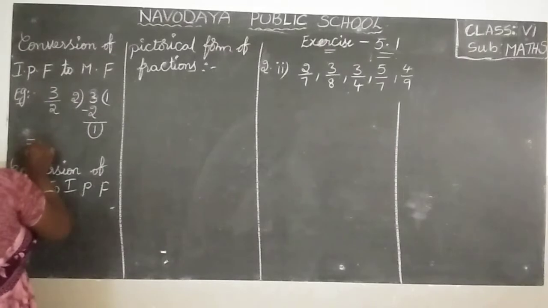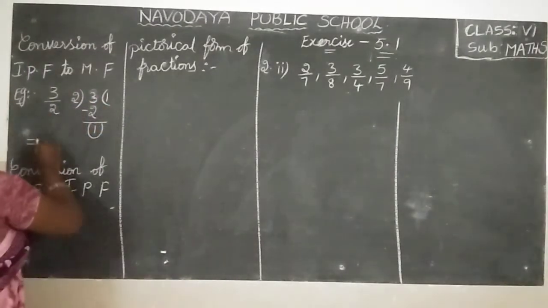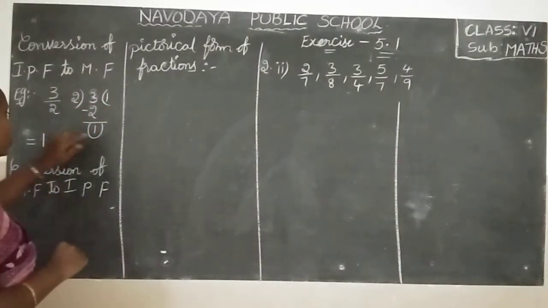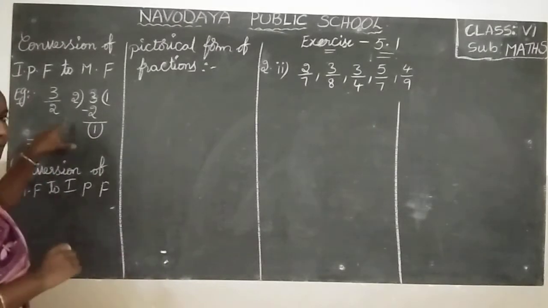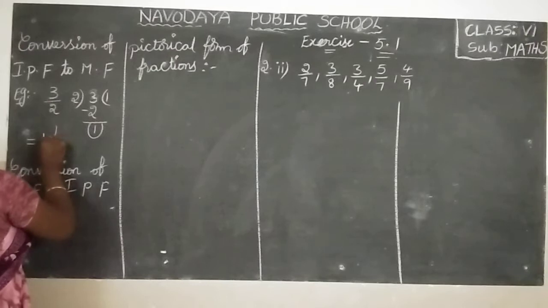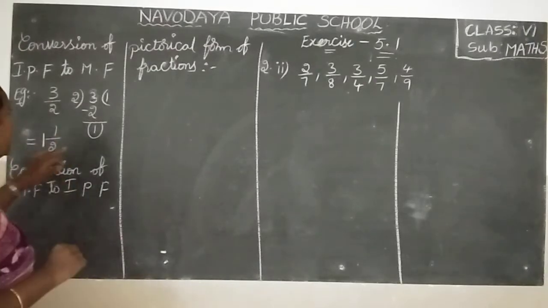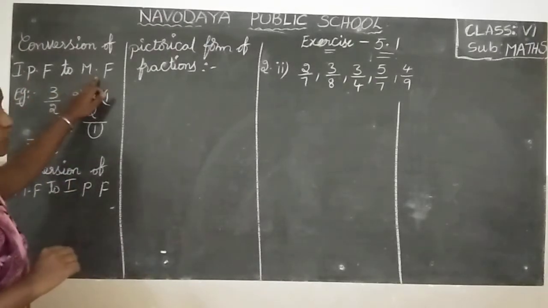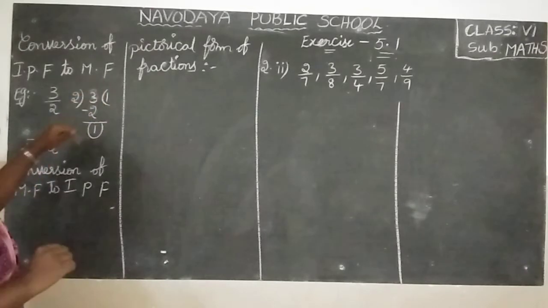We write the quotient in the place of the whole number first. Next, for the fraction part, we write the remainder by the divisor, 1 by 2. This is the conversion of an improper fraction to a mixed fraction.